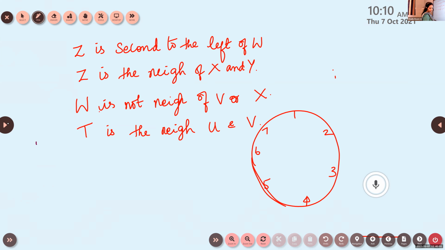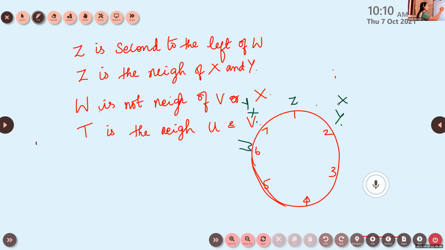So if Z is there, W will be coming here. Z is the neighbor of X and Y, which means Z will be coming between X and Y. It is allowed like this, X and Y or Y and X. Both are possible.